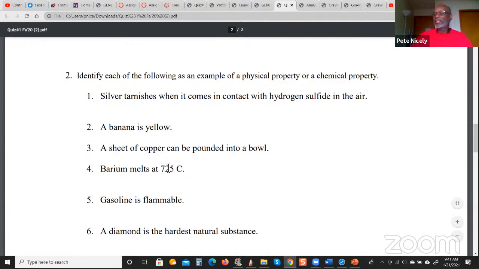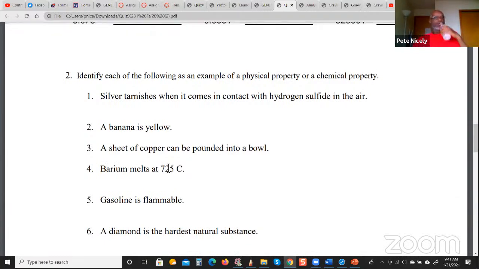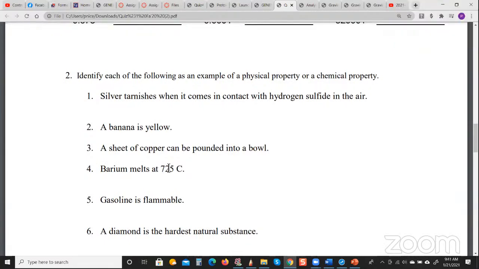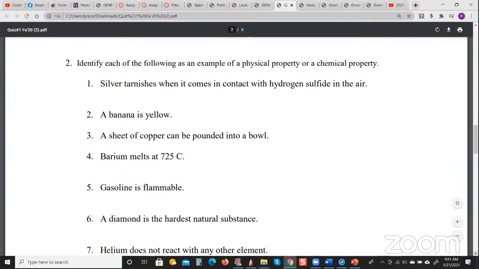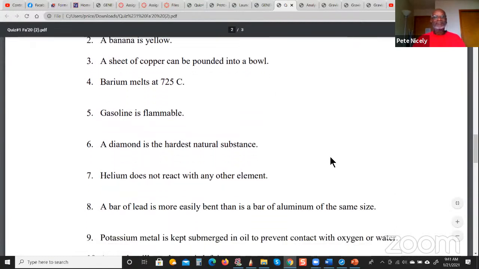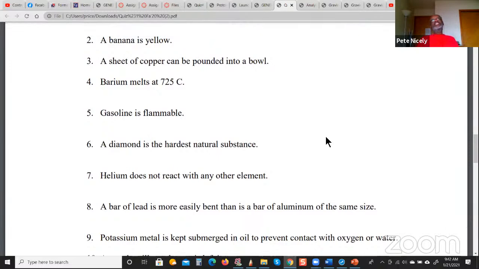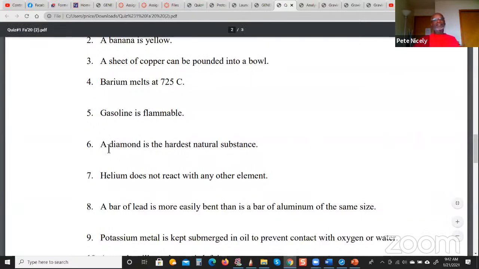Barium melts at 725 degrees Celsius. That's physical too. That's physical as well. Gasoline is flammable. Chemical, because that's actually a chemical reaction taking place. When gasoline is being burnt, basically it's reacting with the oxygen from the atmosphere, and it produces mainly carbon dioxide and water, all right?